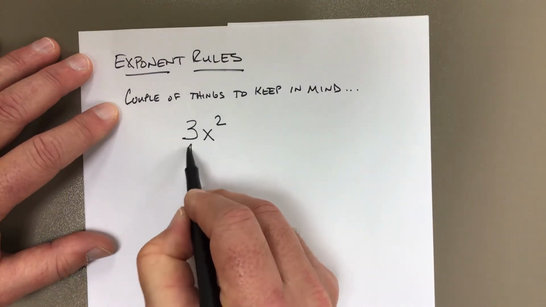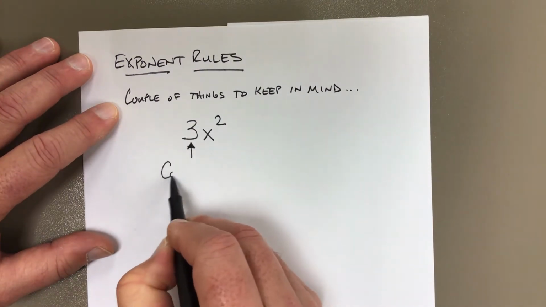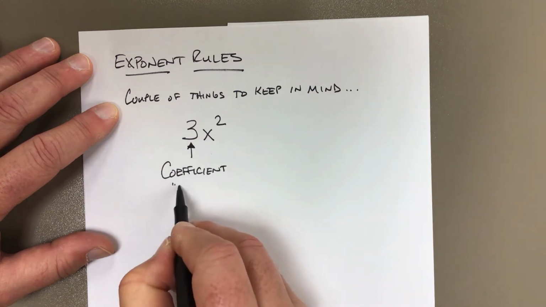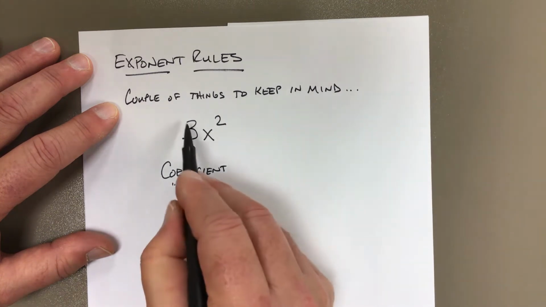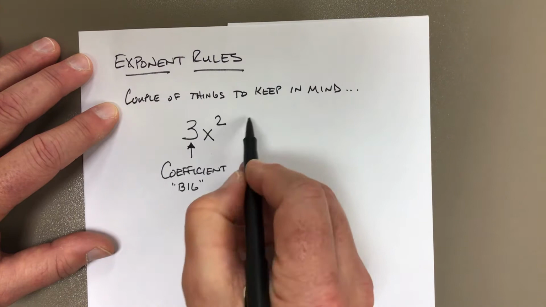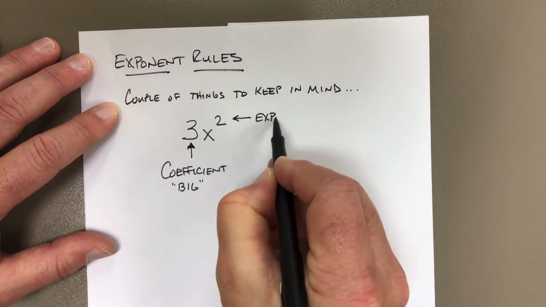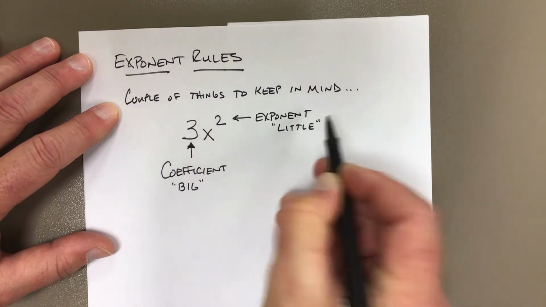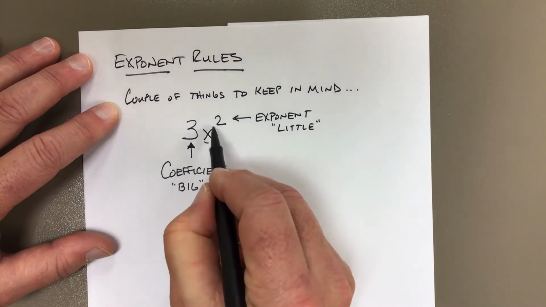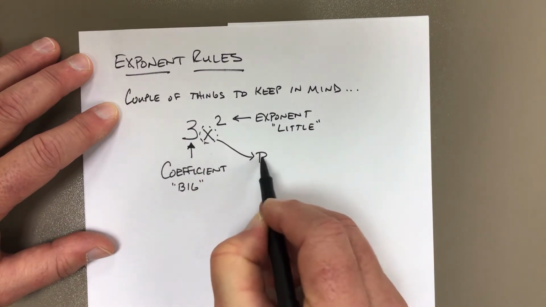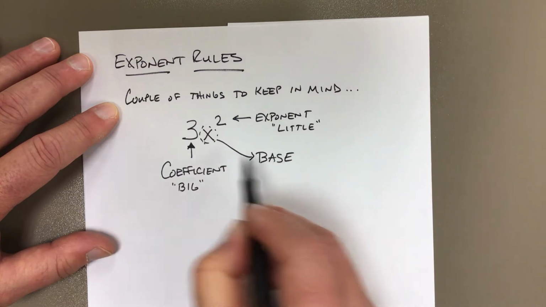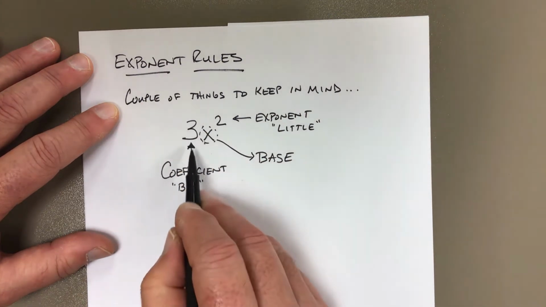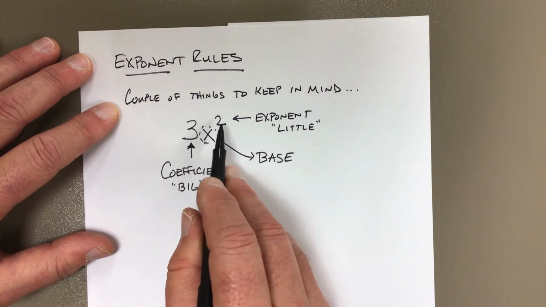All right, so this number that's attached to a variable is a coefficient, okay? I also refer to this as a big number, right? Because it's bigger than this little number over here. This is called an exponent. I refer to this sometimes as the little number. And then the x, or sometimes it's a number, is called the base. So the base has an exponent, and the base or the variable has a coefficient. So we have a coefficient, a base, and an exponent. We have to remember that.